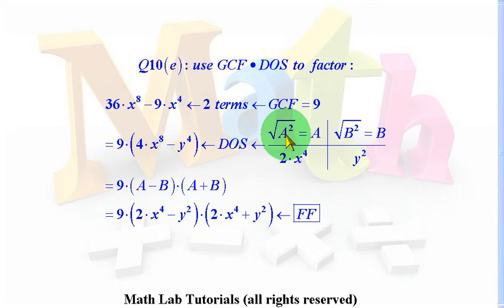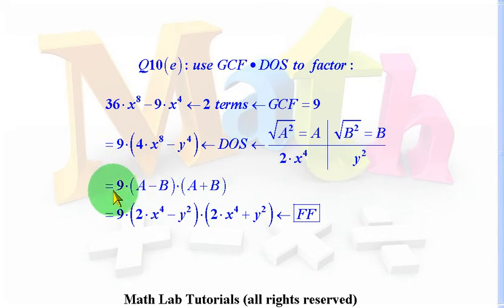We're going to take the square root of a squared, which is a. The square root of 4 is 2. The square root of x to the power 8 is just x to the power 4. To find the square root of x to the power 8, all you need to do is divide the exponent by 2. That's how you find square roots. Then the square root of y to the power 4 is just y squared. And so we have this.